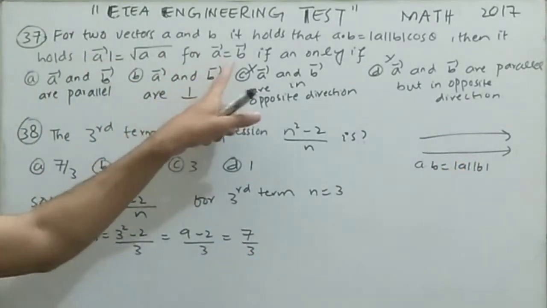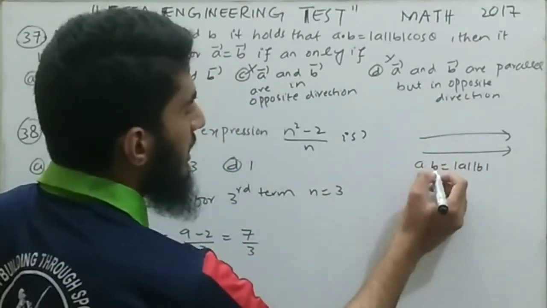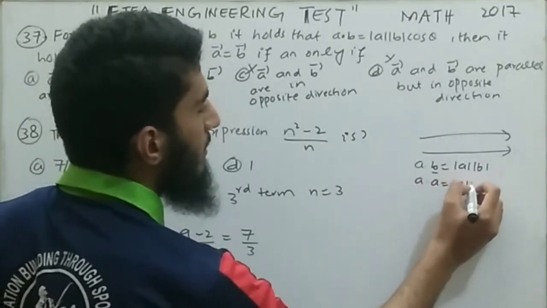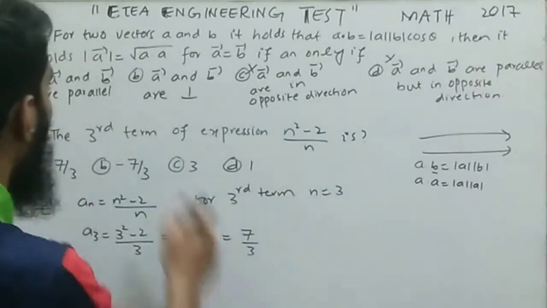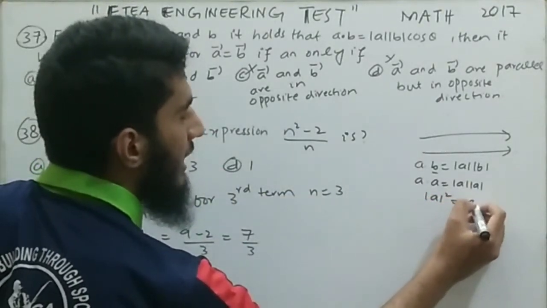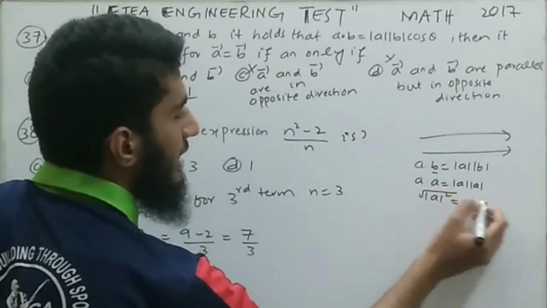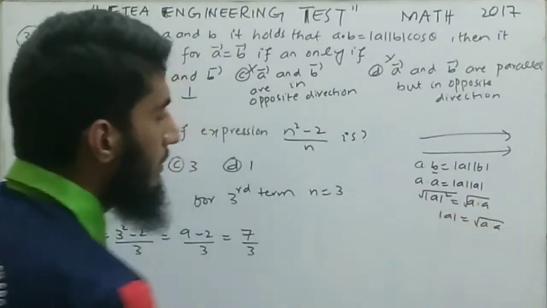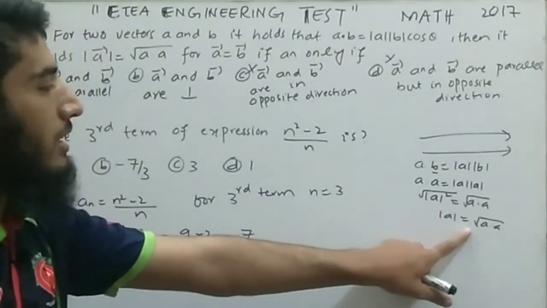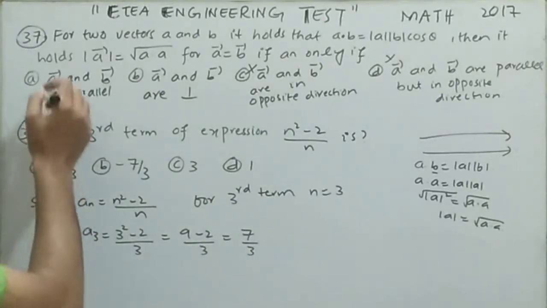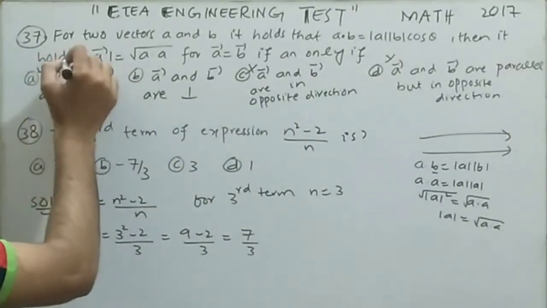Now A will be equal to B. So by putting B equal to A, it becomes A dot A will be equal to magnitude of A and magnitude of A. It means that magnitude of A squared will be equal to A dot A. So taking under root on both sides, magnitude of A will be equal to under root of A dot A. This is satisfied, magnitude of A is equal to under root of A dot A, only when both vectors are parallel. So the correct option for this MCQ is option number A.